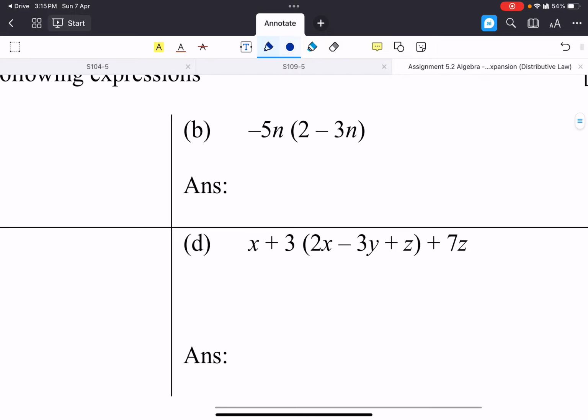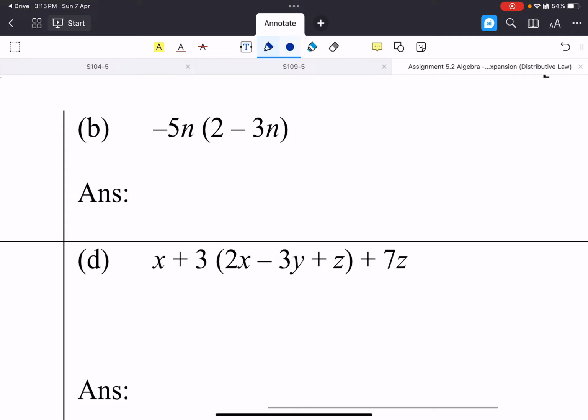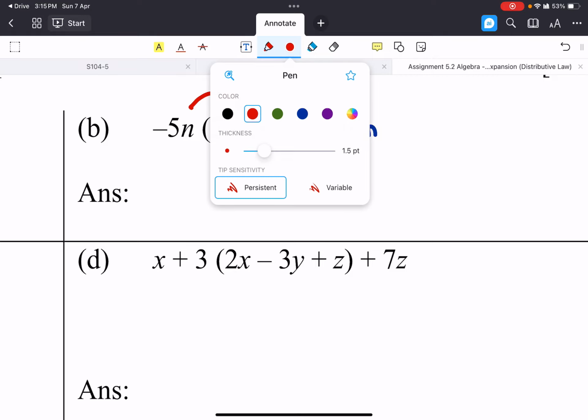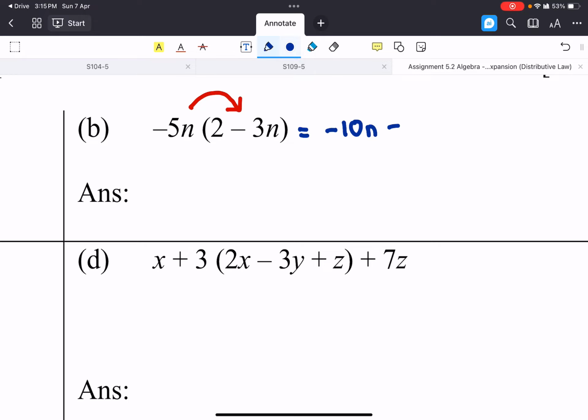Okay, so same idea. What happens if the values are negative? Well, if the values are negative, then it will be negative 5n times 2, which equals negative 10n. And here is where we got to be careful, right? Because it's a common mistake to mishandle the negative sign. So in this case, it is a negative 5 multiplied with a negative 3n, which has given us a positive 15, right? And then n times n is n squared. So that's why we got to be careful here.